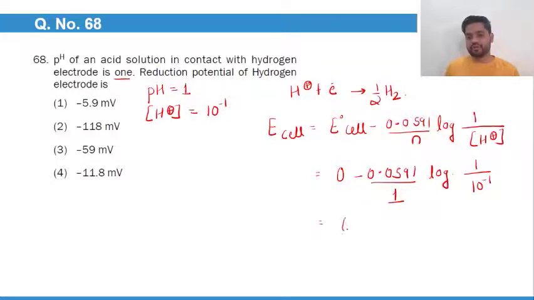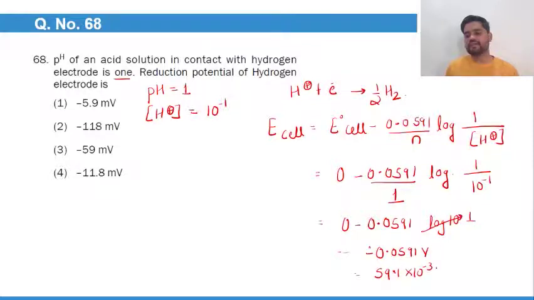Okay, so 0 minus 0.0591 log of 10 raised to 1, that is equal to 10. Log of 10 is equal to 1. So this becomes minus 0.0591 volts, or 59.1 into 10 raised to minus 3 volts, or 59.1 millivolts. This negative sign is still there. So minus 59.1 millivolts. That is option number 3. Okay. So 68, option number 3 is the right answer.